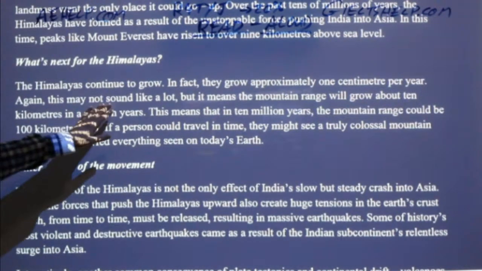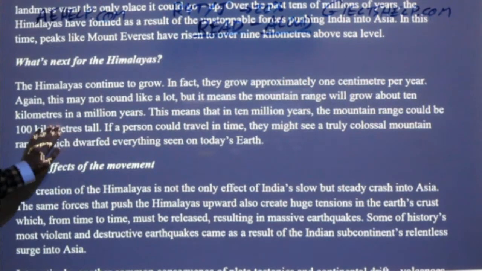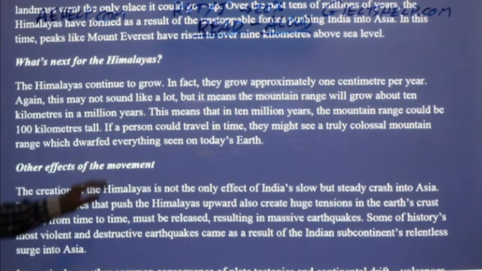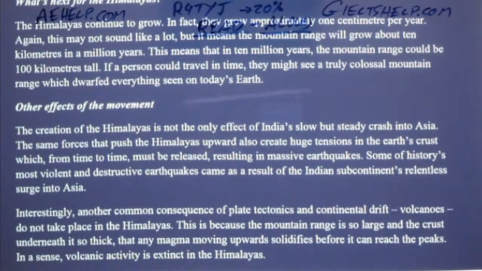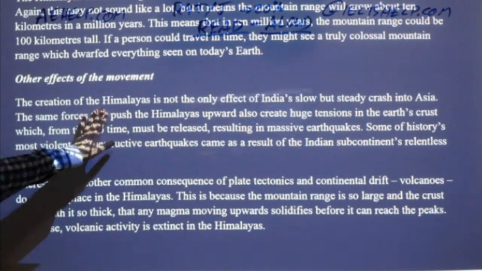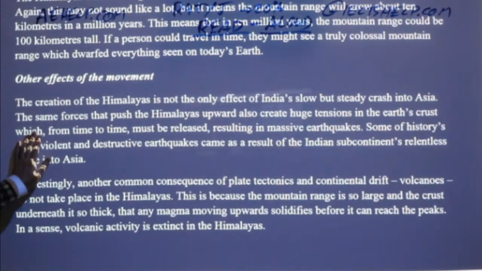Again, this may not sound like a lot, but it means the mountain range will grow about 10 kilometers in a million years. This means that in 10 million years, the mountain range could be 100 kilometers tall. If a person could travel in time, they might see a truly colossal mountain range which dwarfed everything seen on Earth today. Other effects of the movement: the creation of the Himalayas is not the only effect of India's slow but steady crash into Asia.